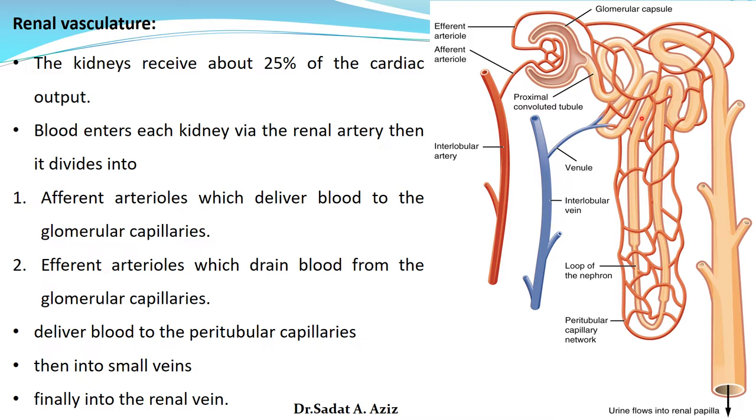Then the capillary drains into a venule, a small venule, then the interlobular vein, and then the renal vein. Blood exits over here. This is the filtered blood, after the work of blood filtration, and it goes back into the circulatory system.